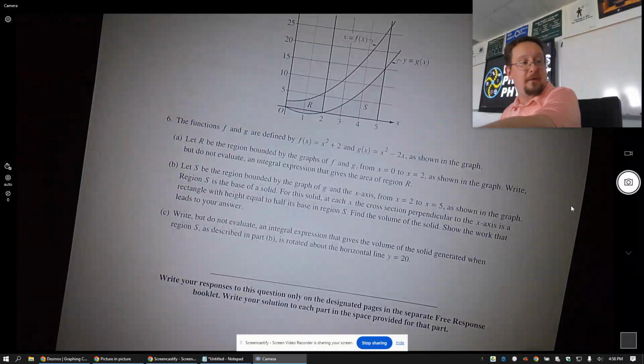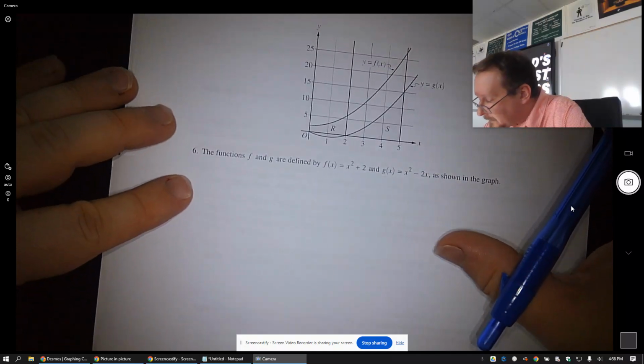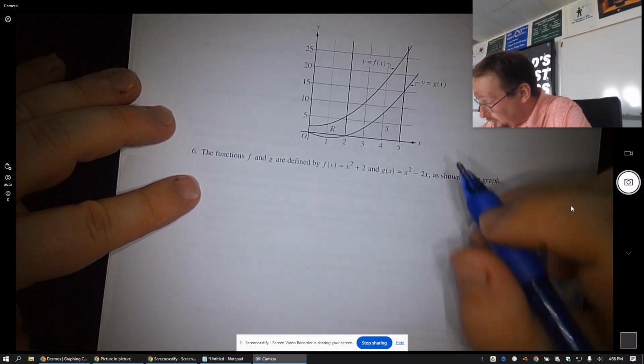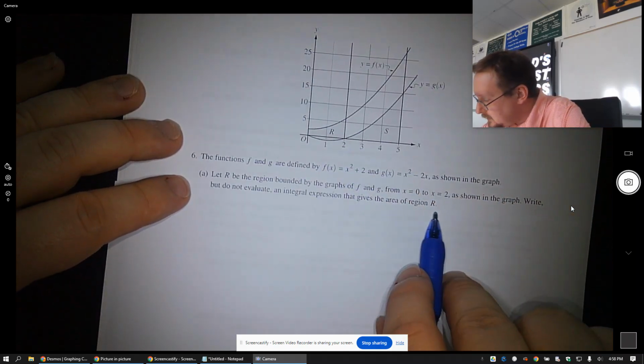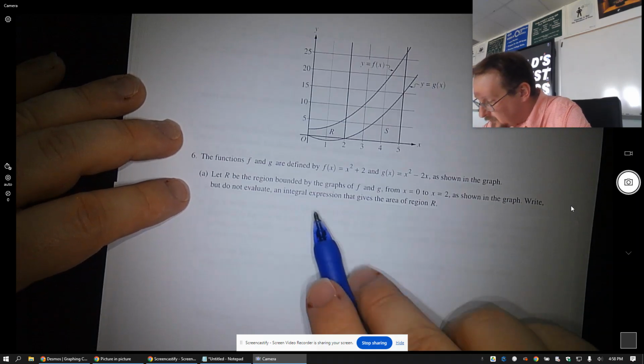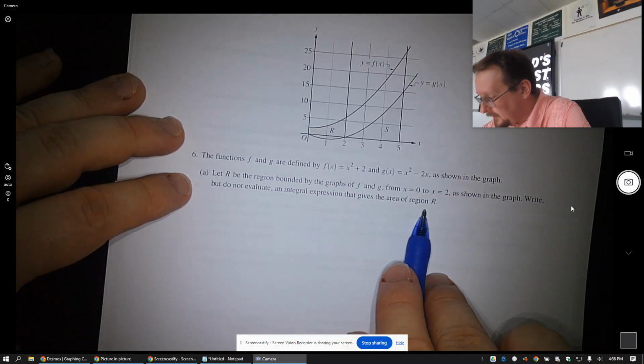And finally, for the AP Calculus AB, and I'm going to have to go back into the BC. I'm like barely halfway through this. Okay. Functions f and g are defined like so. R is this region, right? But do not evaluate an integral that gives the area of region R.